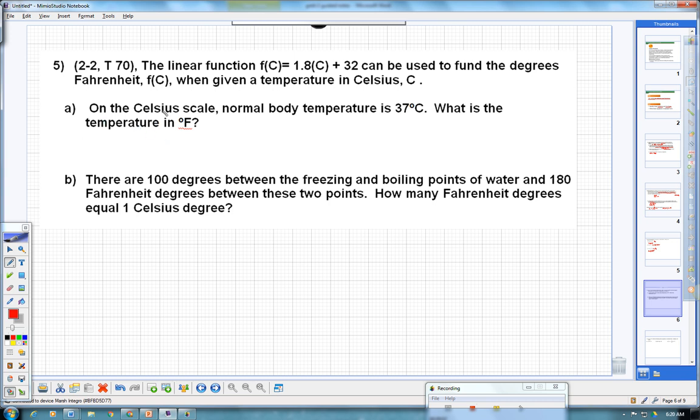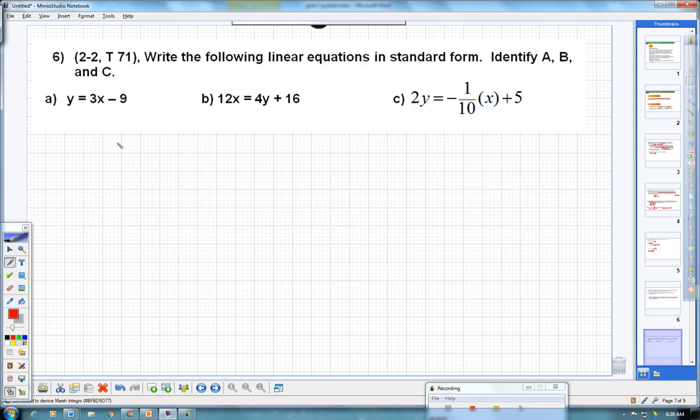Looking at the next example, since it is a word problem, I'll do this with you when you get back. I really want to get to the standard form problems. Standard form. This is not in standard form because the constant is not by itself. So let's go ahead and get the constant by itself.